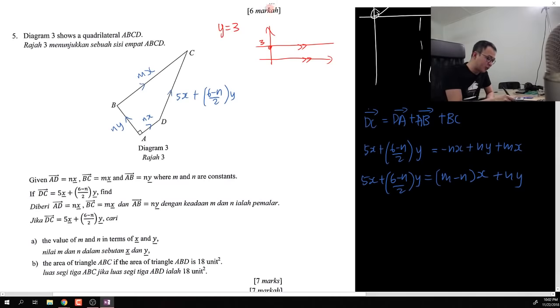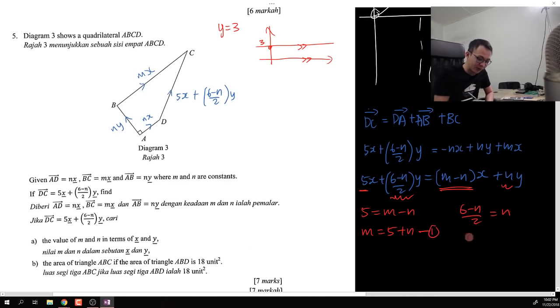Then the next thing I will do is compare the coefficient of x. Then I get 5 equals m minus n. I can say m equals 5 plus n, my first equation. And then I compare my y values: (6 minus n) over 2 equals n. So 6 minus n equals 2n. Therefore 3n equals 6, n equals 2. And this one I substitute into here: m equals 5 plus 2, m equals 7.